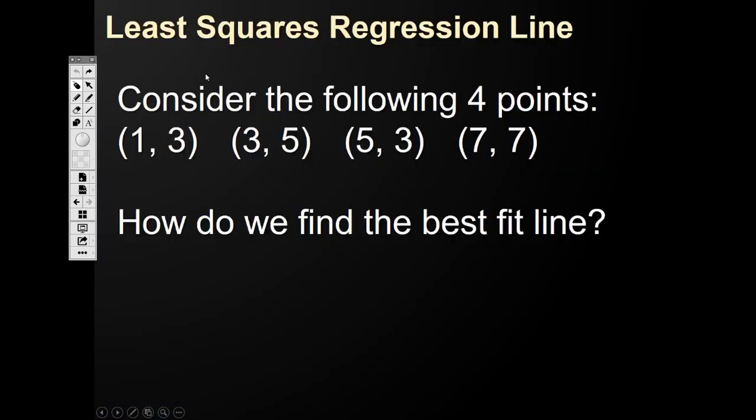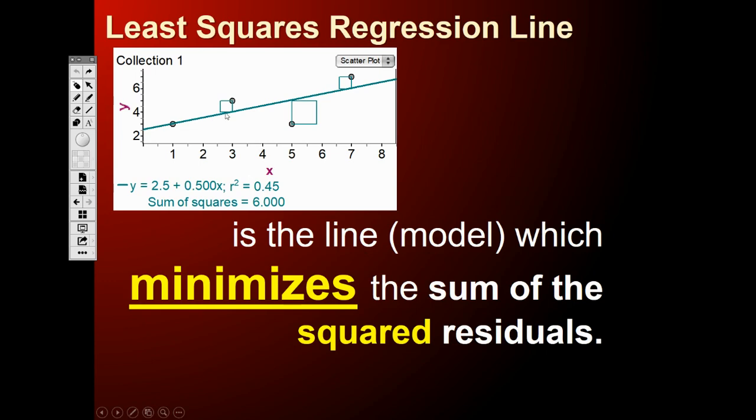Least squares regression line. Consider the following 4 points. Here we got 4 points. How do we find the best fit line? Well, we call it the least squares regression line because it's the minimum of the sum of the squared residuals, because some residuals are positive and some residuals are negative. If we just added the residuals themselves, we get 0. But if we square them, we get a positive value for all of them. And the line that goes through these 4 points is the line that would give us the smallest sum of those squares.